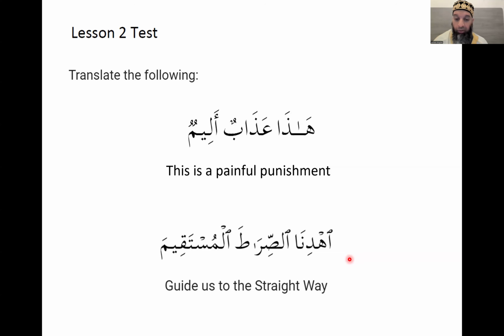And then this next one, ihdina. I didn't test you on this word because we've not covered it yet. So the answers in the multiple choice all said, guide us. But here's where we got tested. Guide us to the path, or the way, the straight, okay? So guide us to the straight way. It won't be guide us to a straight way. Guide us to the, because of the al. The way, the straight.